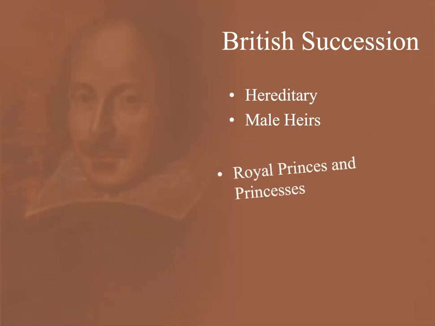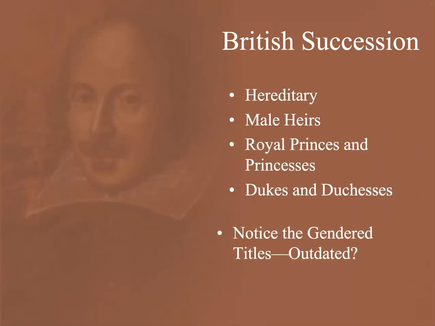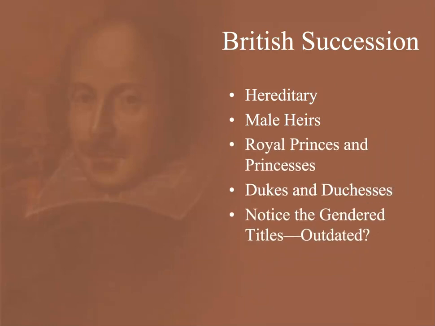In terms of British succession and familial ties, monarchy was hereditary. On the death of a monarch, the crown passes to the eldest male child. If there are no legitimate male heirs, the daughter can succeed, as we have seen with the previous queens that I've mentioned. Children of monarchs are styled royal princes and princesses, and immediate relatives of the king and queen, such as brothers and sisters, are styled as royal dukes and duchesses.